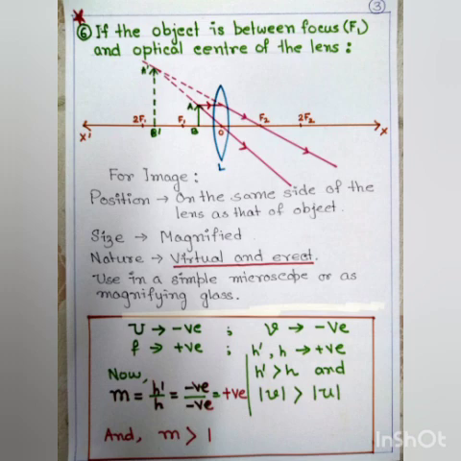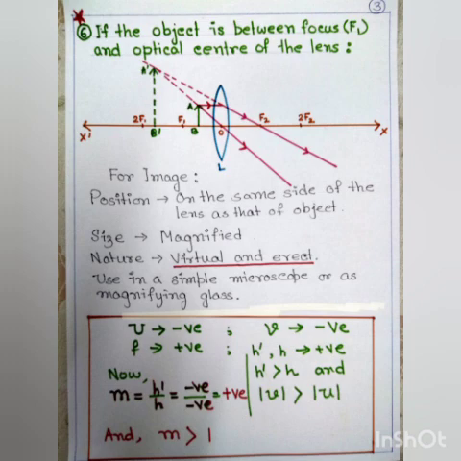So next, in our numericals, if magnification is greater than 1 with positive sign, then you have to consider this situation, that is the object is in between optical center and focus. And if magnification is greater than 1 with negative sign, then the object will be in between f1 and twice f1. Clear? So this is the last situation for the convex lens.